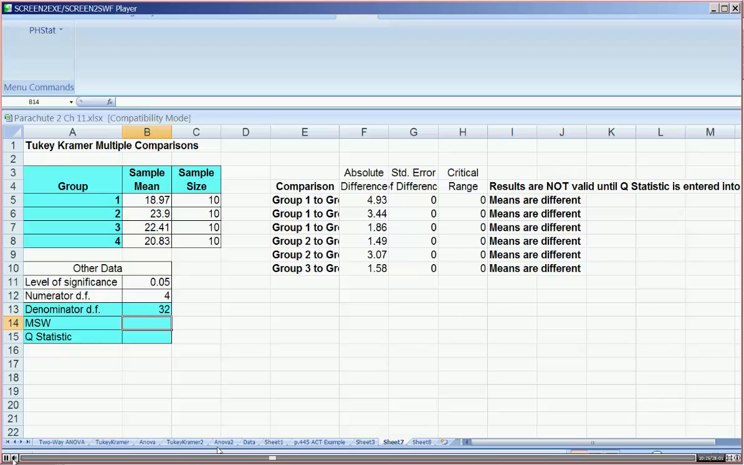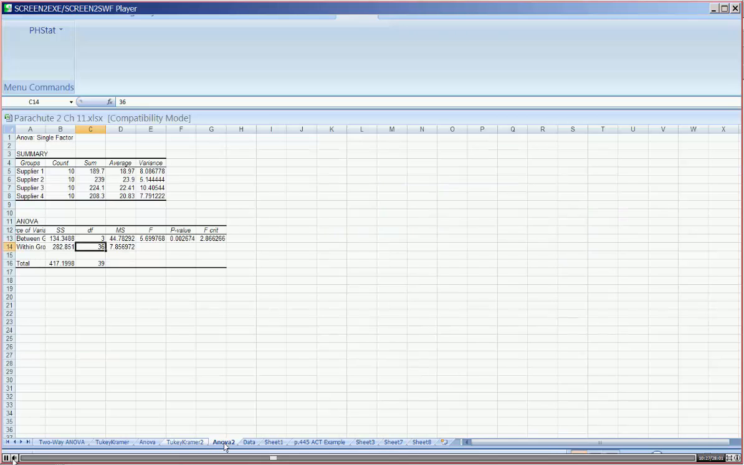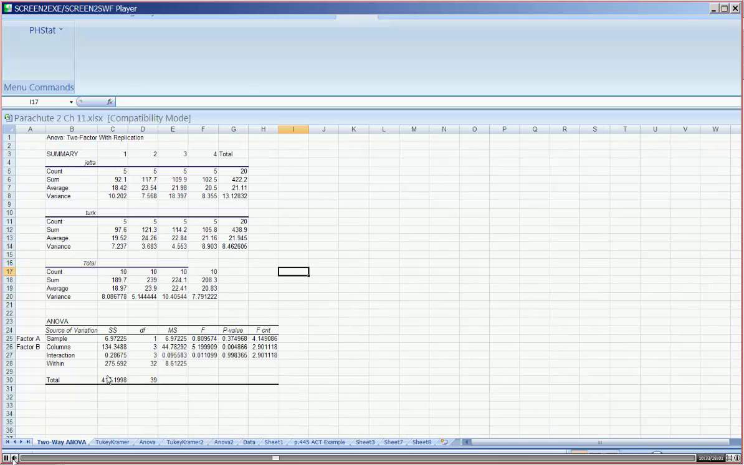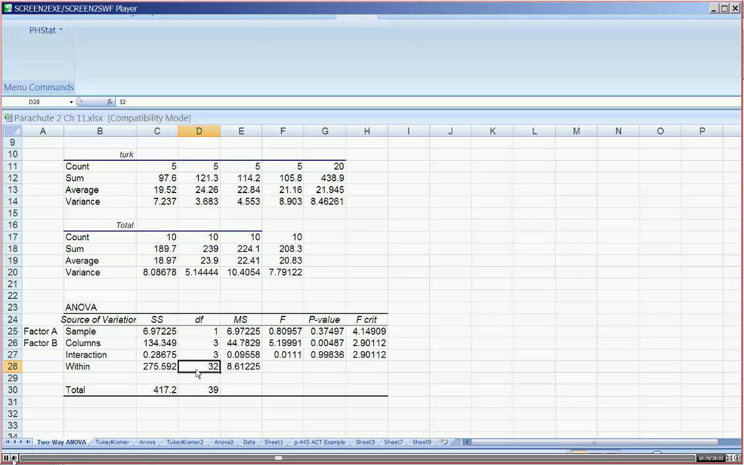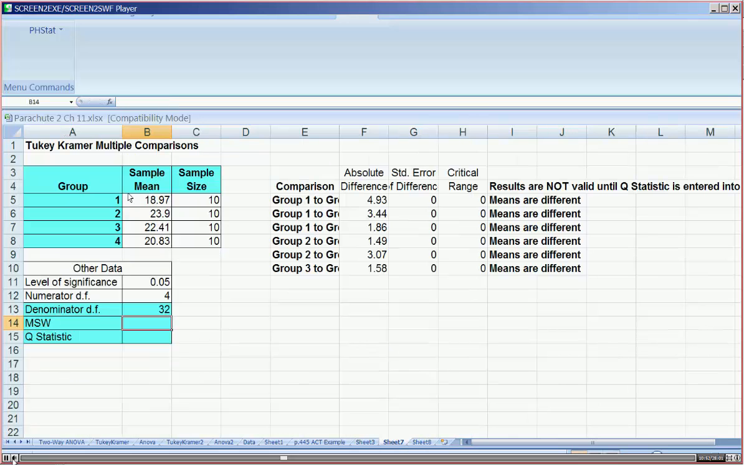And MS within has to come from the two-way ANOVA, not this one. That's the correct number for degrees of freedom. This is the two-way ANOVA we did in the previous video. And this number is what we're going to use for the error calculation right here.